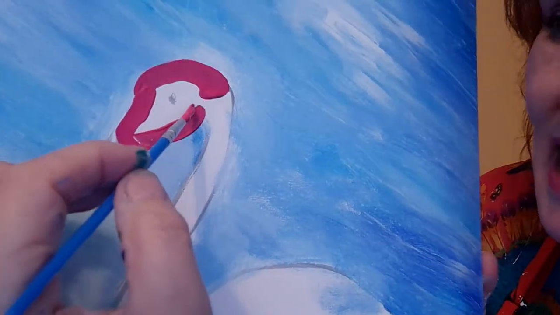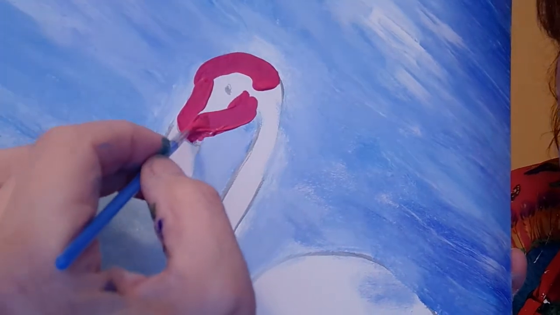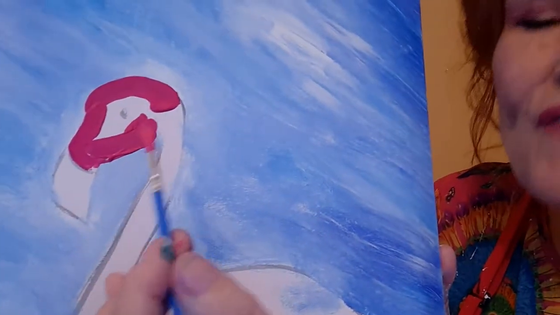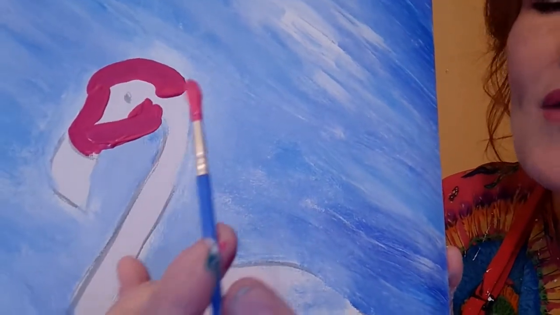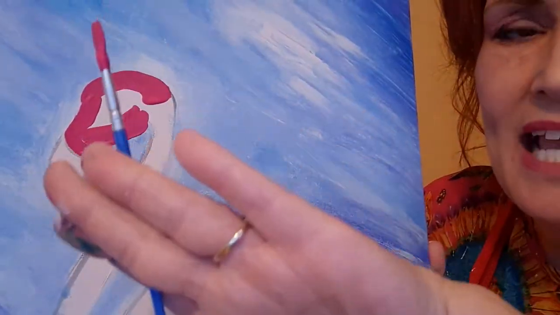But I had to land in her cheek and sneak down, then push, because I know her whole face is going to be pink. So it's really about staring at a hair and pushing the paint that kind of squishes out.